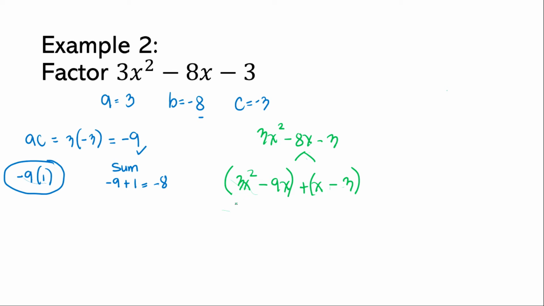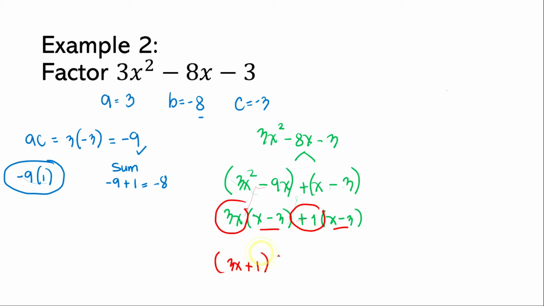Ano ang pwede natin i-factor out? We can actually factor out 3x. Matitira sa loob ng parenthesis is x minus 3. Plus, this binomial is already in its simplest form, pero alam natin na sa labas niyan, we actually have positive 1, x minus 3. We get the common, x minus 3, and then collect these parts. So we have 3x plus 1 and x minus 3.